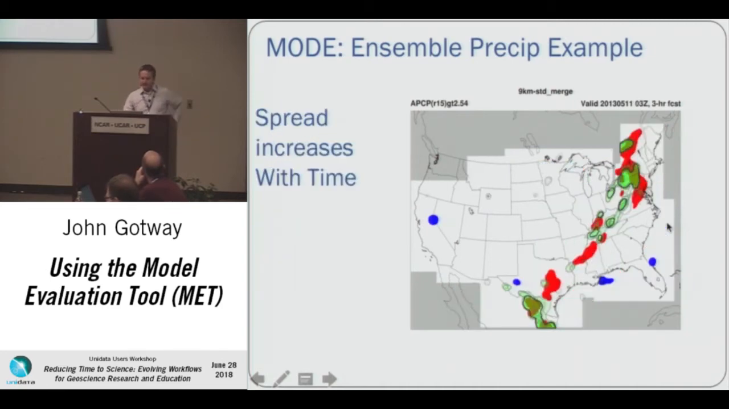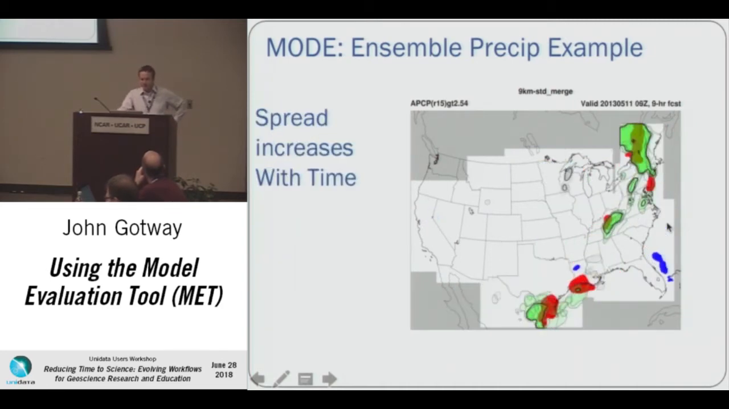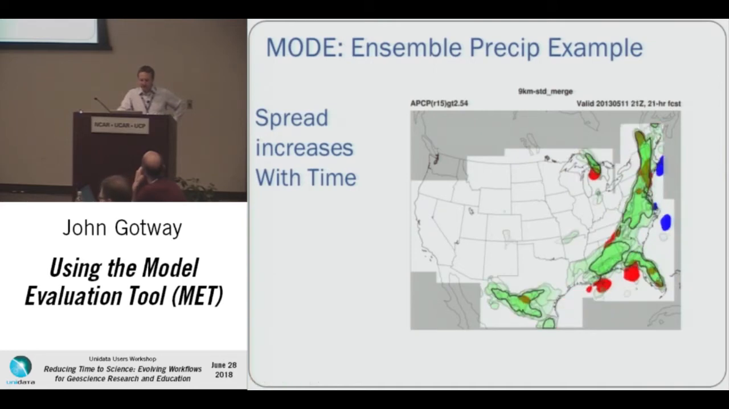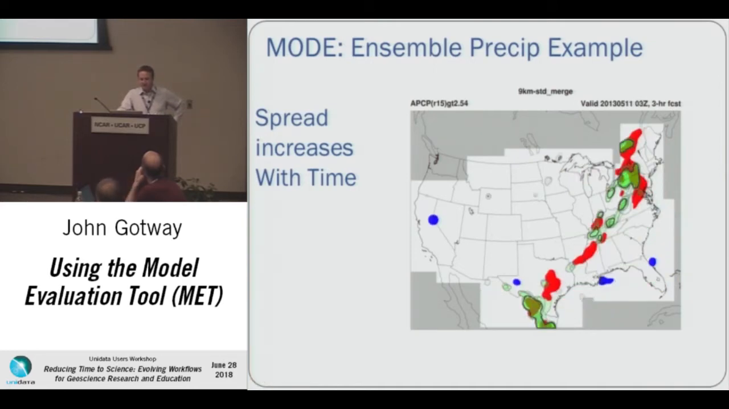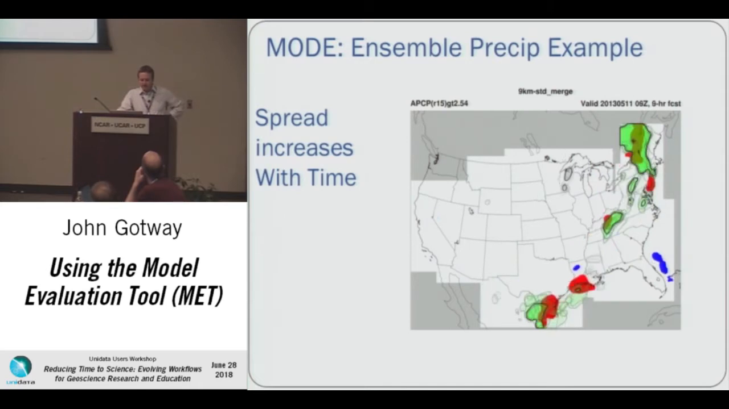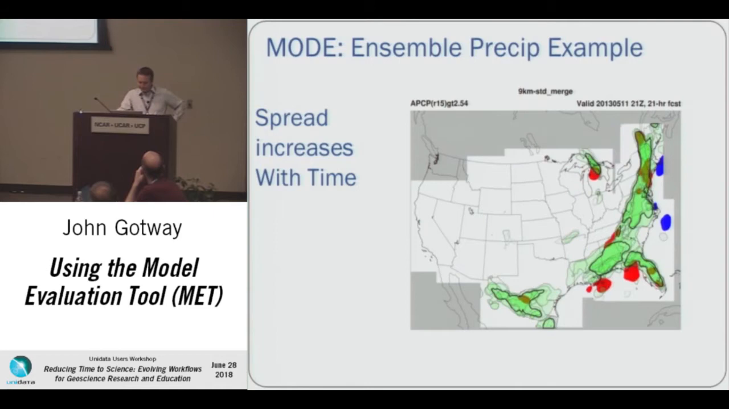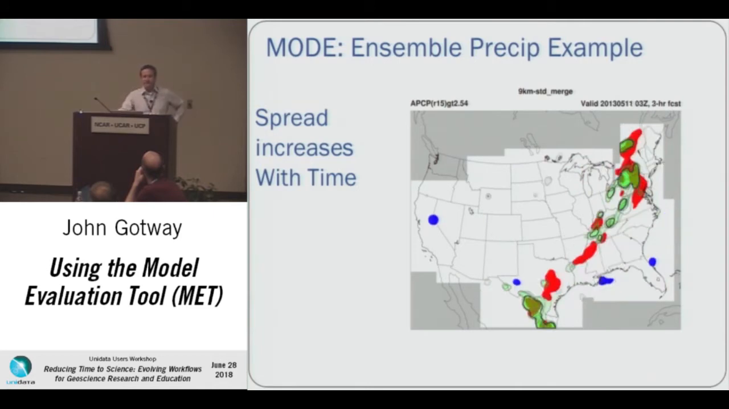On the next slide, we see an animation going through, for a single initialization, 3-hourly accumulated precipitation forecasts from 3 hours up to 24 hours. And you can see, using MODE, how the spread of the ensemble increases with lead time. It's just kind of a nice application of MODE to ensembles.